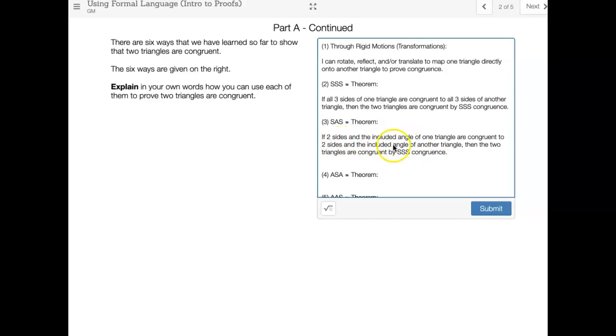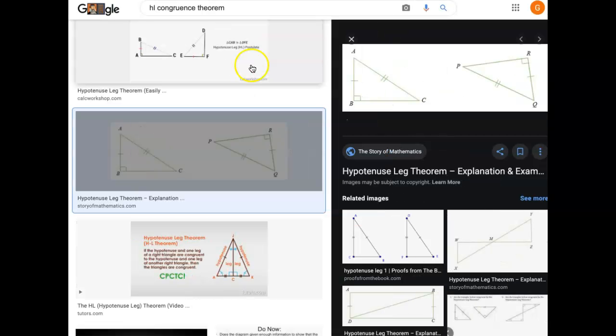So far I have: if two sides and the included angle of one triangle are congruent to two sides and the included angle of another triangle, then the two triangles are congruent by side-angle-side congruence. Let's take a moment here to look at angle-angle-side. Let's take a quick look at some images.